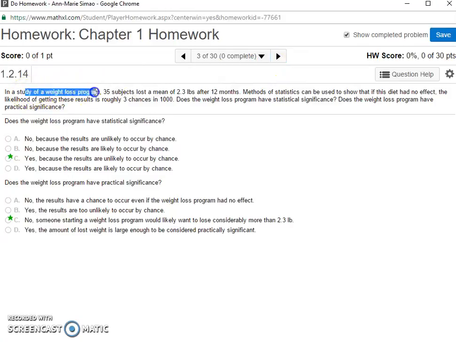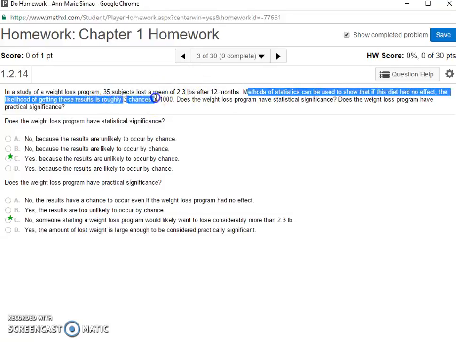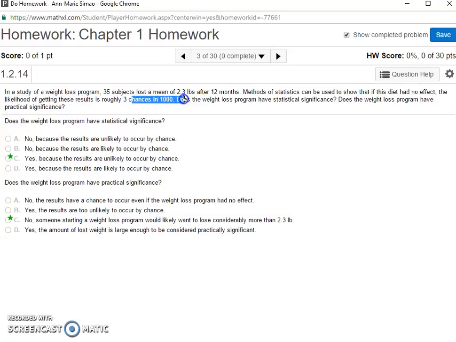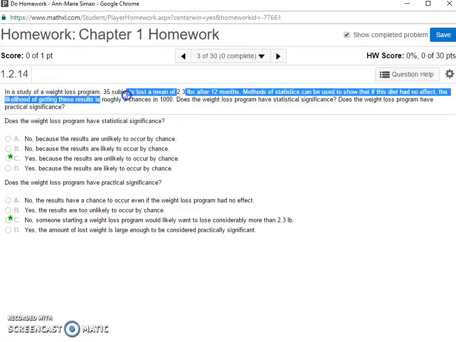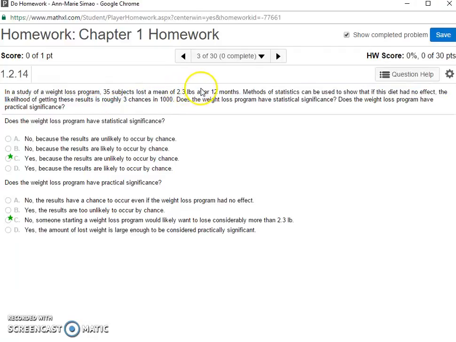In a study of a weight loss program, 35 subjects lost a mean of 2.3 pounds after 12 months. Methods of statistics can be used to show that if this diet had no effect, the likelihood of getting those results is roughly 3 chances in 1,000. Does the weight loss program have statistical significance? Yes, because the results are unlikely to occur by chance. Because here, 35 subjects lost a mean of 2.3 pounds. It's only 3 in 1,000.